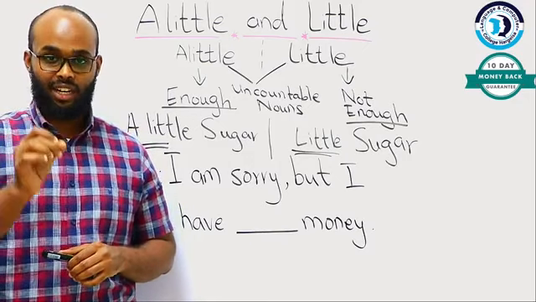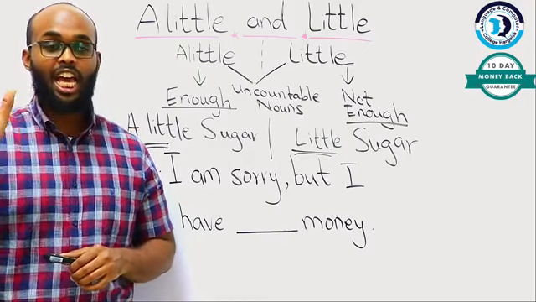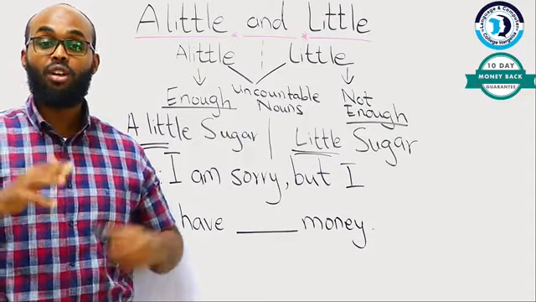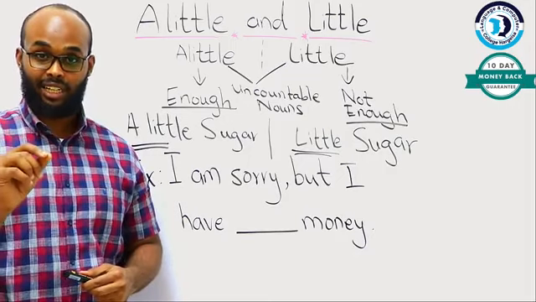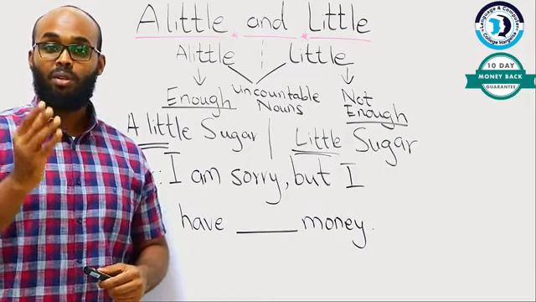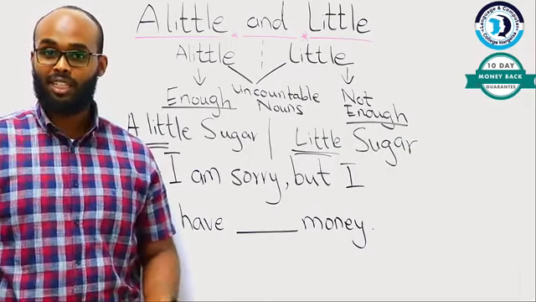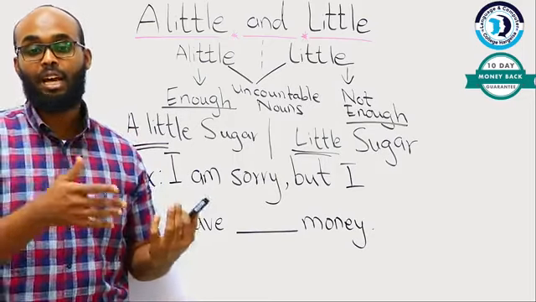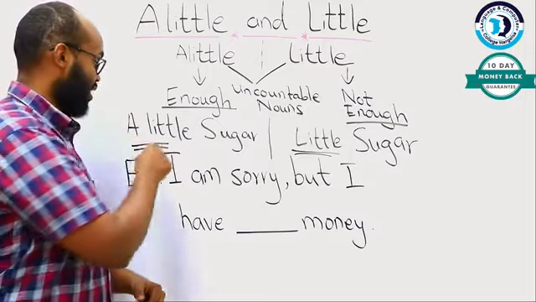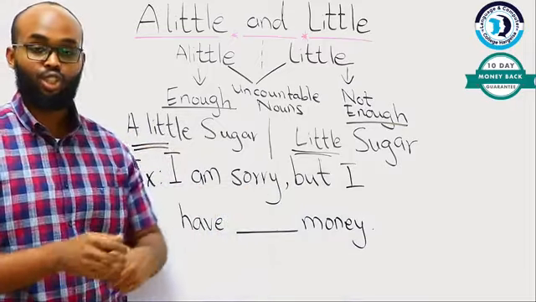Remember, a little and little, they come before the noun. Before what kind of noun? Before an uncountable noun. They come before uncountable nouns. So for sugar, salt, or water, which we cannot count, we use a little or little. For example, a little sugar or little sugar.